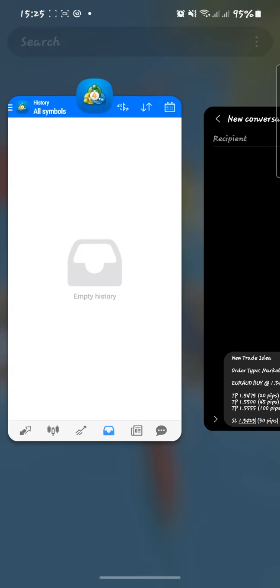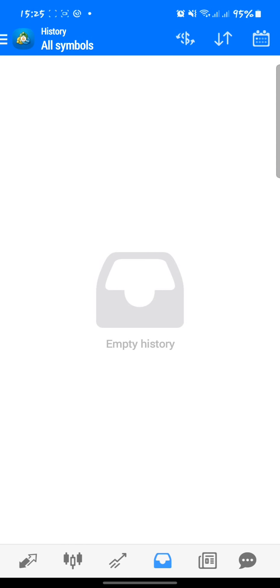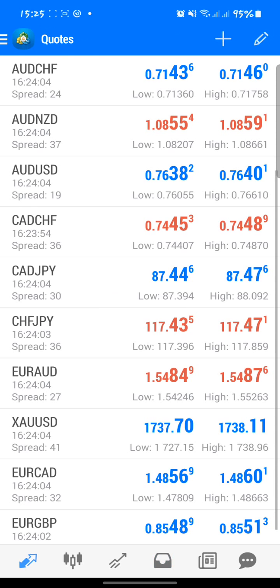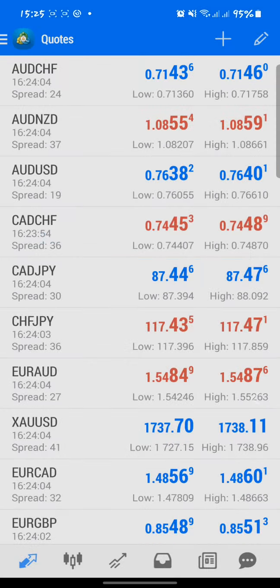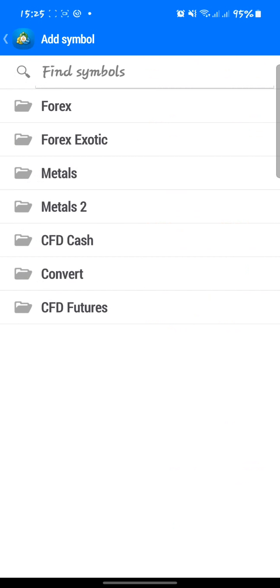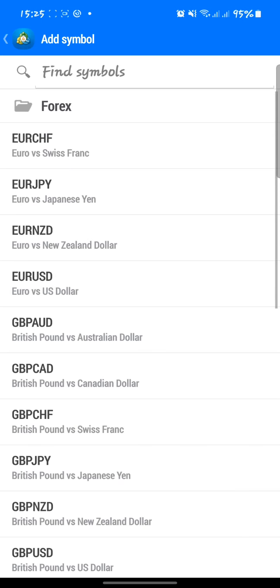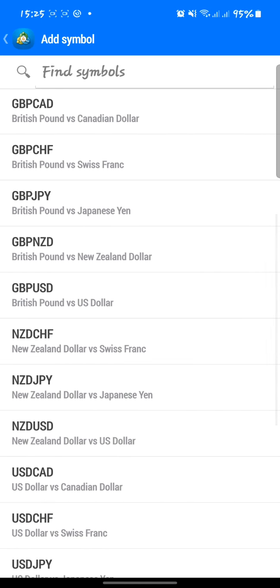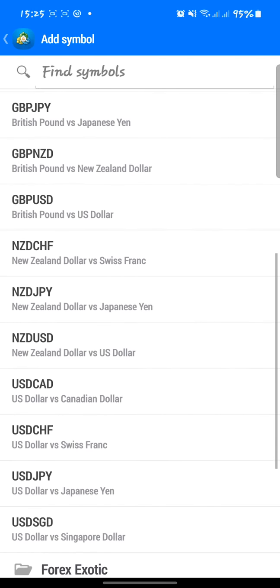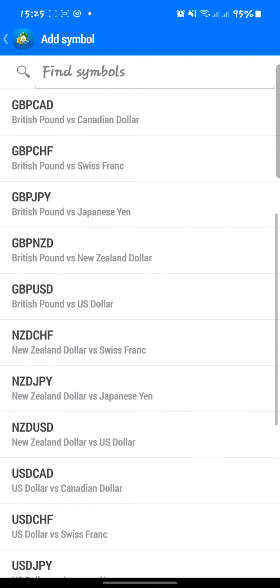Okay, so I'm going straight to my MT4, and I go to the quotes page and I look for Euro AUD, and there it is right here. Okay, if it's not there, what do you do? You click the plus at the top right corner there, then it will send you to these folders. You go to Forex, then you look for Euro AUD. You can't find it right now because it's already added on the quotes page. All these pairs that you can see right here are not there on the quotes page.